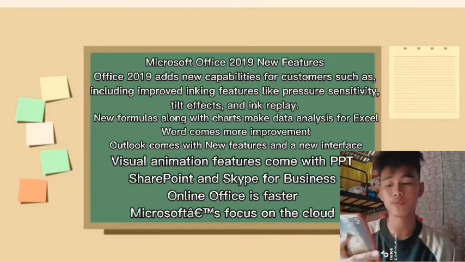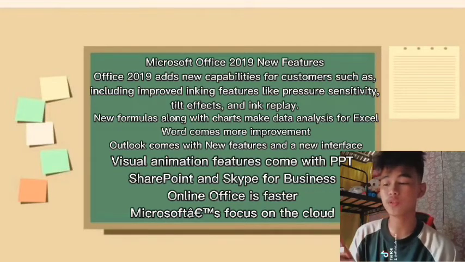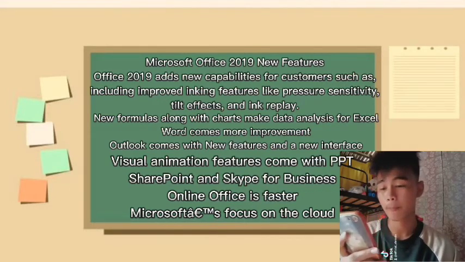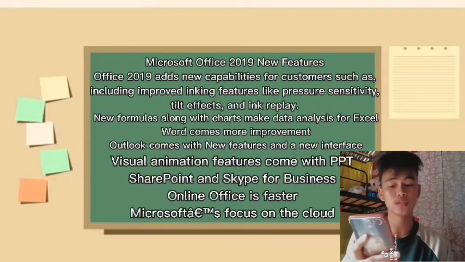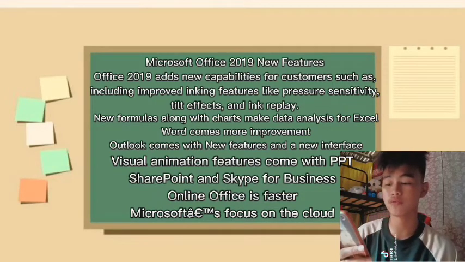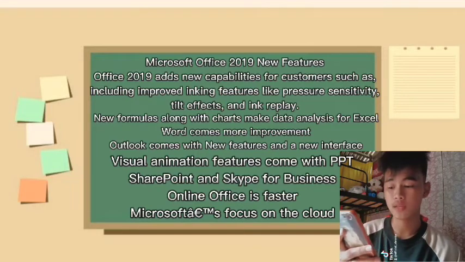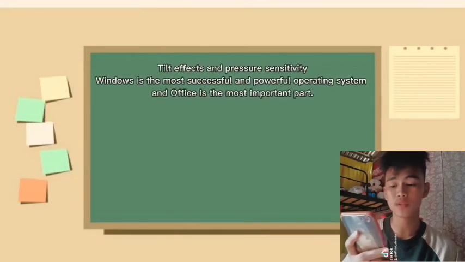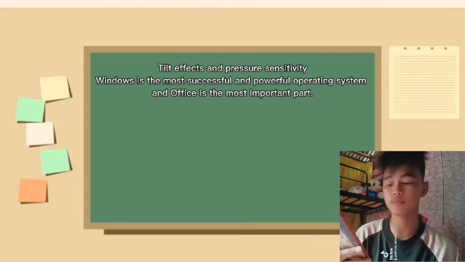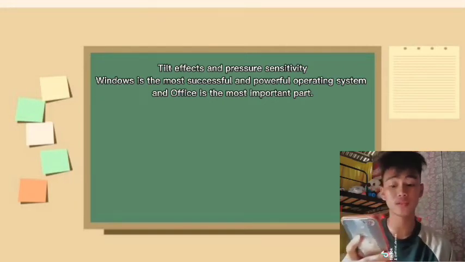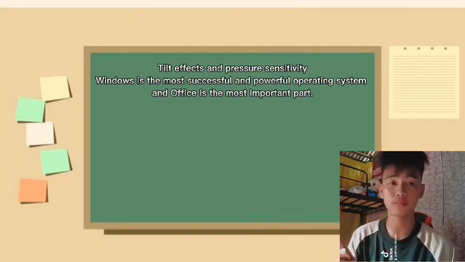Word comes with more improvements. Outlook comes with new features and a new interface. Visual animation features come with PowerPoint. SharePoint in Skype for Business Online is faster. Microsoft focuses on the cloud. Tilt effect and pressure sensitivity. Windows is the most successful and powerful operating system, and Office is the most important part.